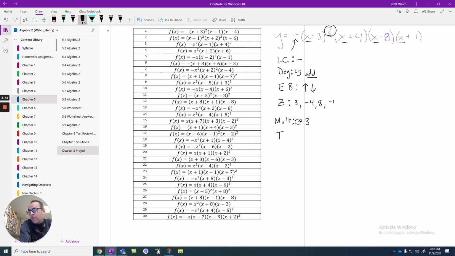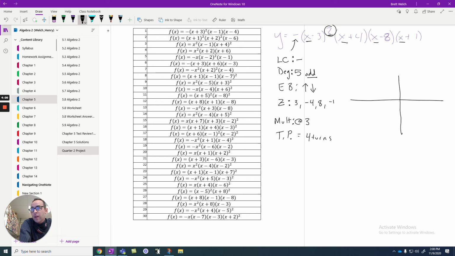The last thing we're looking for is the number of turning points, which is always one less than the degree. And since my degree is 5, there would be 4 turns. Okay, this should be enough for me to produce this graph on a piece of paper without using a graphing calculator.